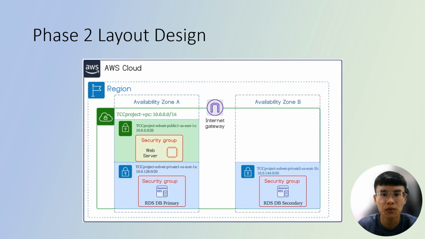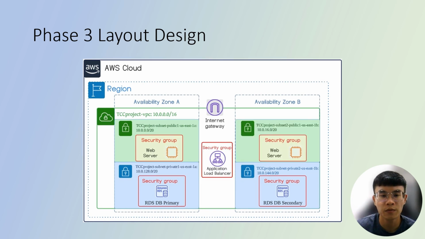Next, in phase 2, we have created one more private subnet named TCC project subnet private 2 US East 1B. And there are 2 availability zones now. We separated the database from the web server using the RDS database. Next, we move to phase 3.